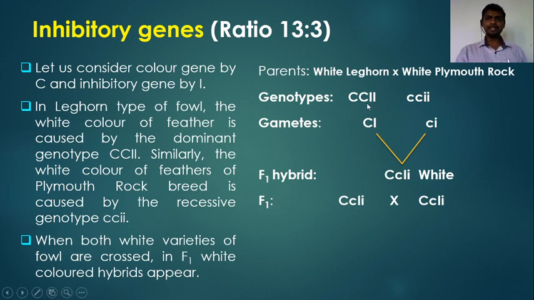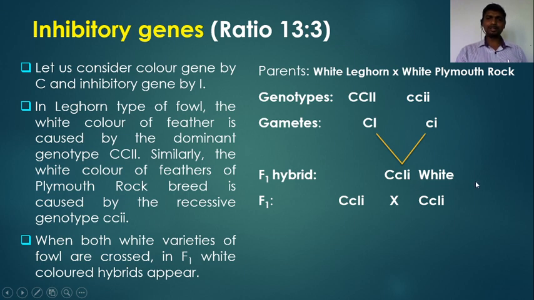This is the genotype of the parents: capital CCII for White Leghorn, small ccii for White Plymouth Rock. The gametes produced by these parents contain the alleles capital C, capital I, and small c, small i. When these gametes fuse during fertilization, they produce the F1 hybrid with a genotype of capital C, small c, capital I, small i, and the phenotype is white feathered.